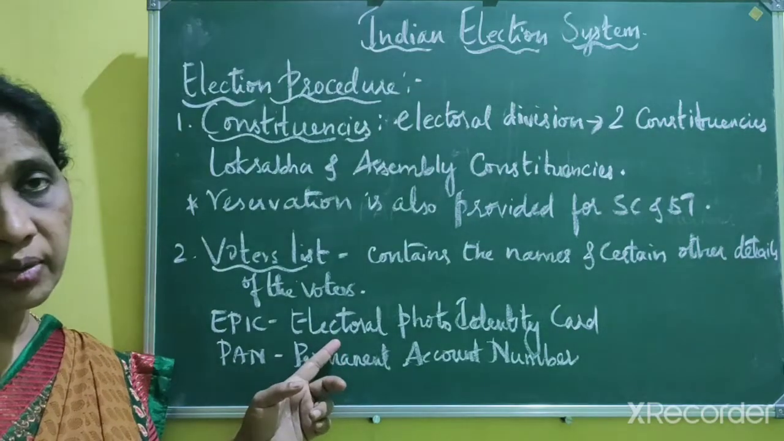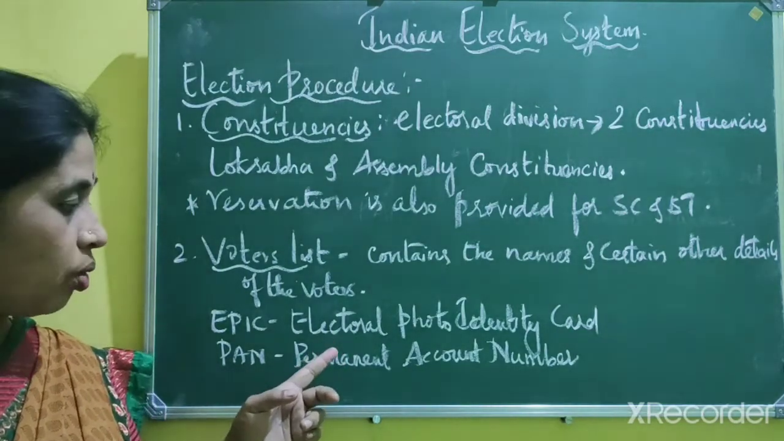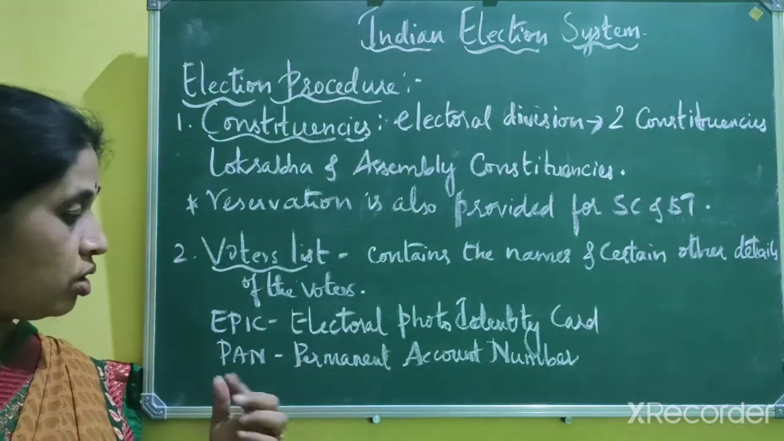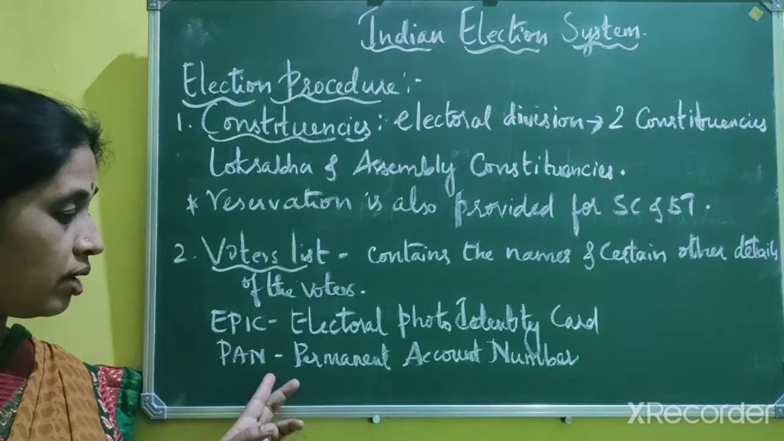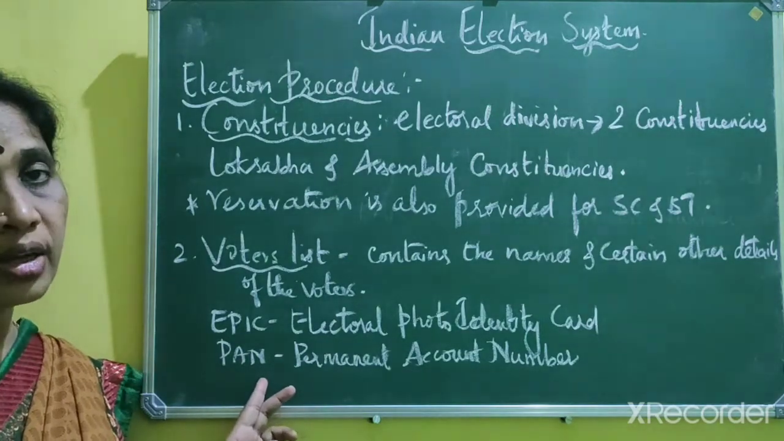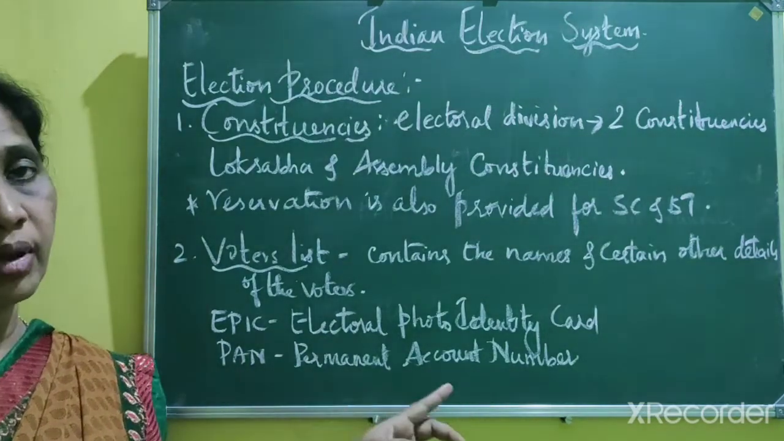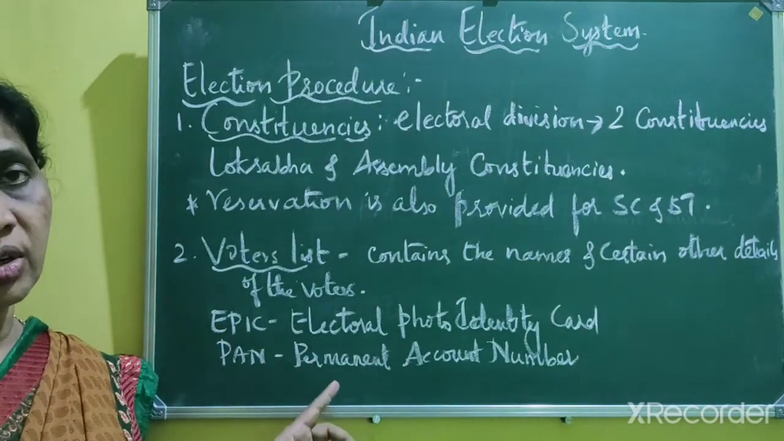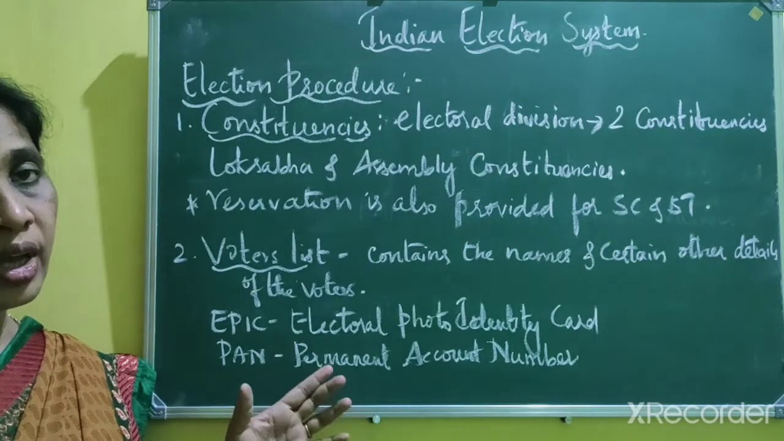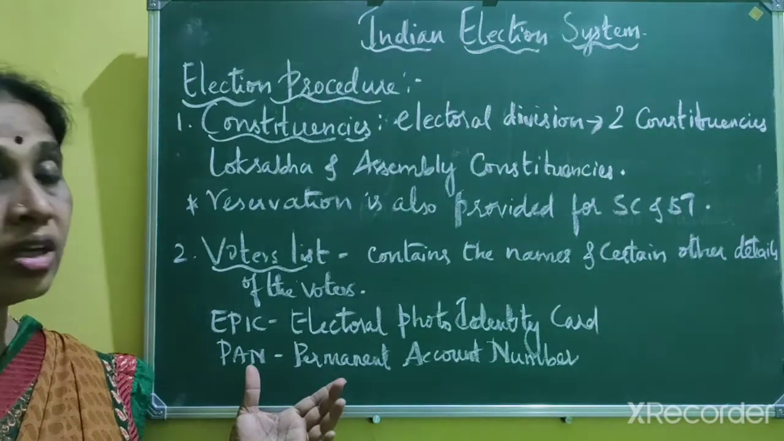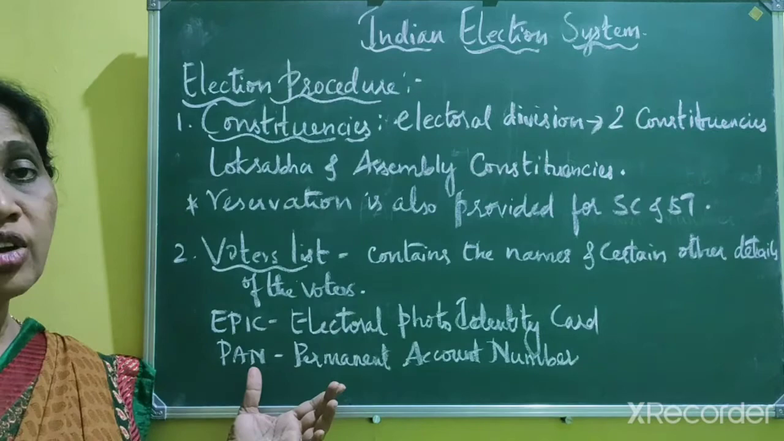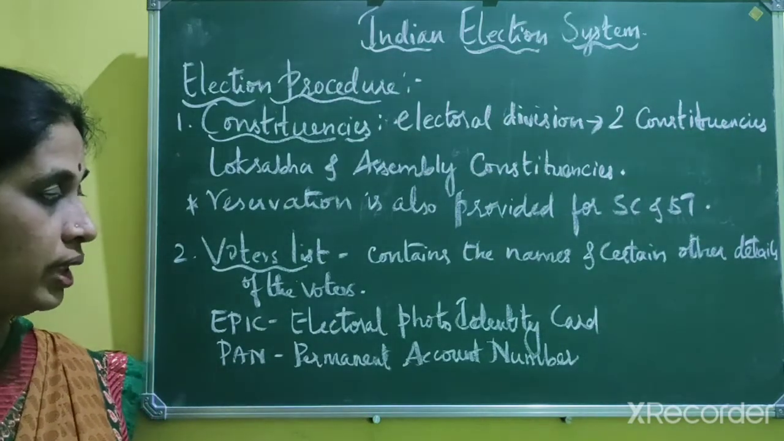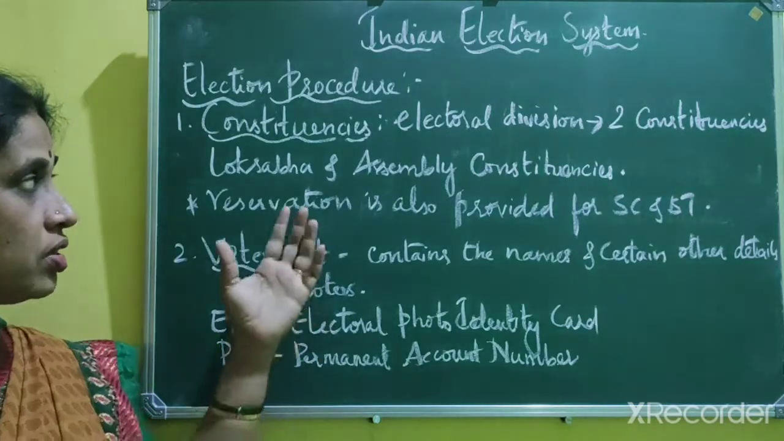Otherwise, when you go to cast your vote, if the photo identity card is not there, you can produce your PAN card. PAN card means a permanent account number card, which is issued by the income tax department. These are all proofs. And even your driving license and your passport can be produced when you go to cast your vote during the election time.